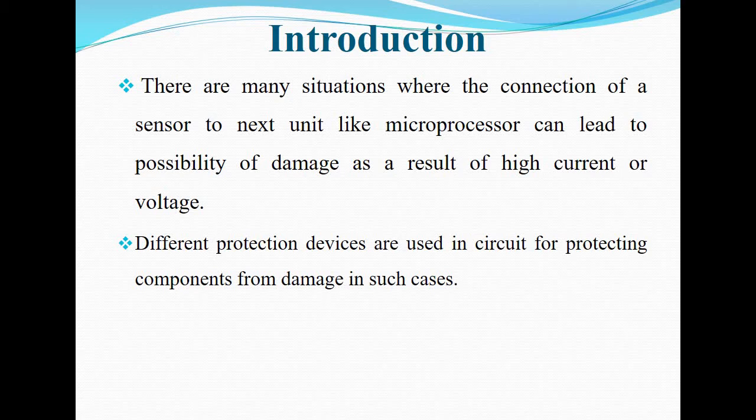So again I repeat, protection devices are used when there is a high current or high voltage through the electronic circuit. There is a possibility of damage to the various electronic components, or the circuit or the components will burn. So in order to protect the circuit, protection devices are fitted in the electronic circuit. If the current or the voltage is high, the protection device will stop the current through the circuit.